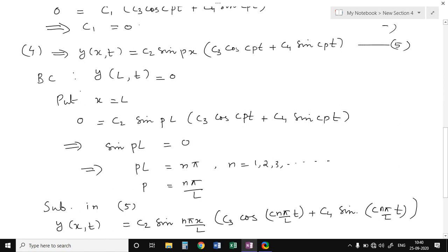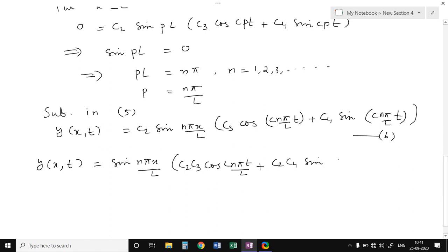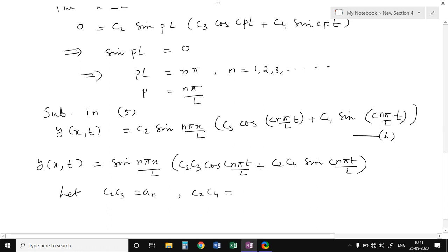So I'll take this as equation number 6. Now I will multiply the terms inside the bracket by c2, so that I can write y(x,t) is equal to sin(nπx/l) [c2 c3 cos(cnπt/l) + c2 c4 sin(cnπt/l)]. So at this step we will take c2 c3 as an and c2 c4 as bn.